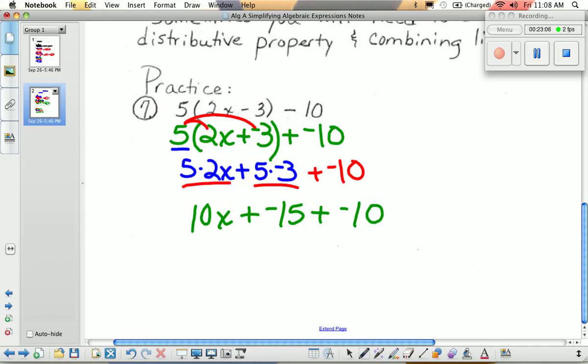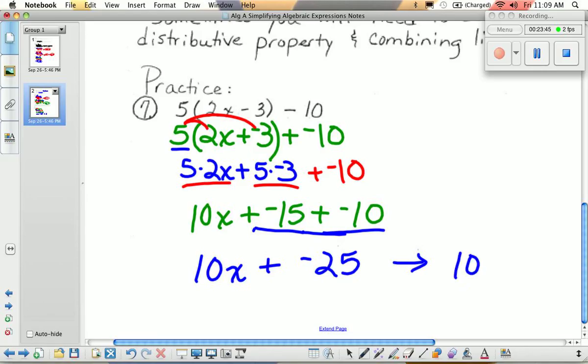Are there any likenesses here? The constants. Okay, so these guys right here are like terms. And is it in the order algebra likes it? The x's are first, so we'll let them stay first. And then what's negative 15 plus negative 10? Negative 25. But that's not how we would find it in the answer bank. What would it look like in the answer bank? 10x minus 25. There we go.